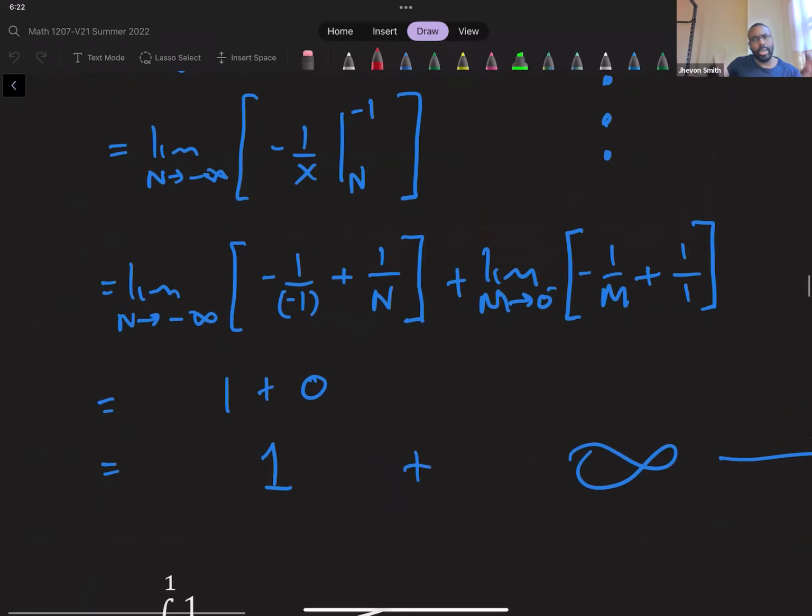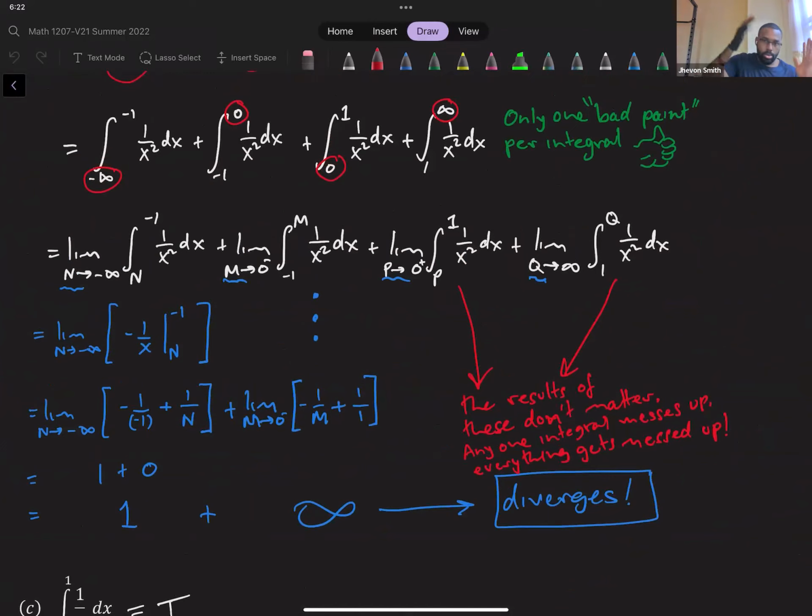And if you have an improper integral, you have to break it up into several integrals to actually apply this method. If any one of these integrals messes up, if any one of them goes to infinity or the limit does not exist, then the whole thing is messed up. The show is over. The original integral that we started with does not converge.